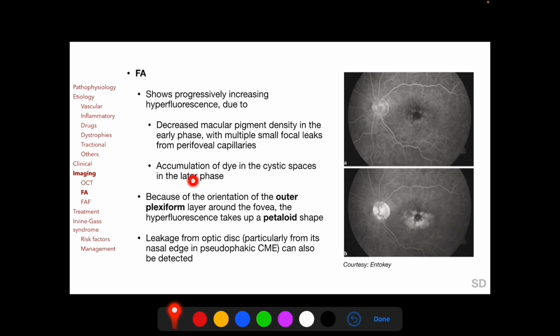And in the later phases of the angiogram, there is accumulation of dye in cystic spaces around the fovea, and because of the orientation of the outer plexiform layer around the fovea, this hyperfluorescence from accumulation of dye within the cystic spaces takes up a petaloid shape as seen here in this angiogram, and this is very important to remember.